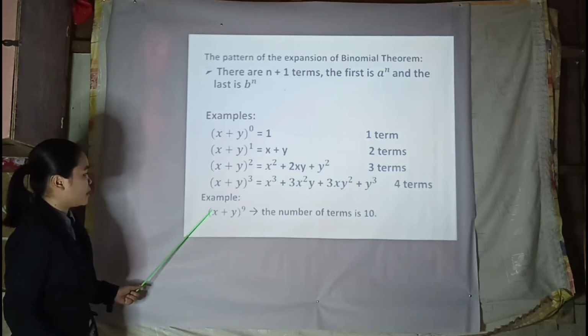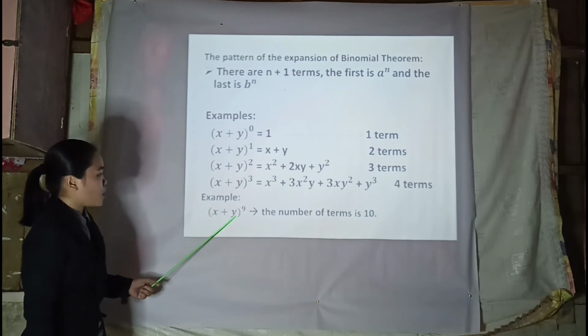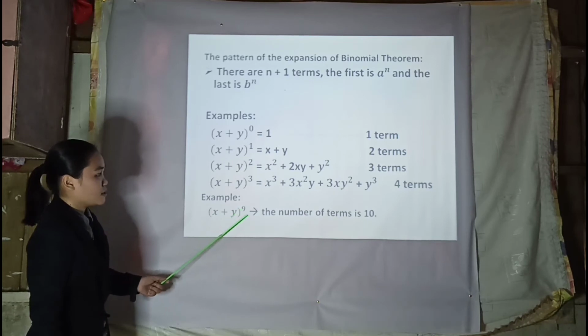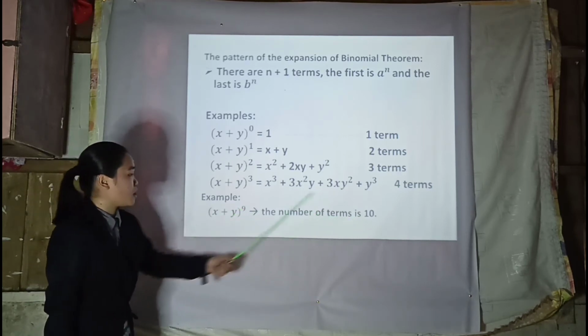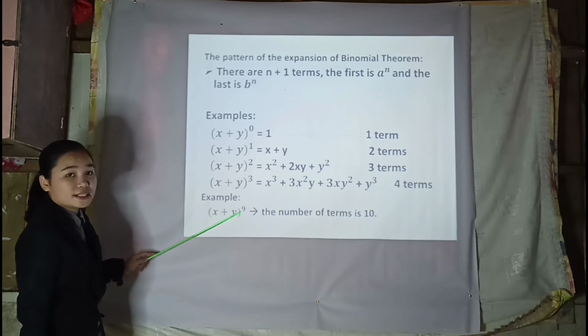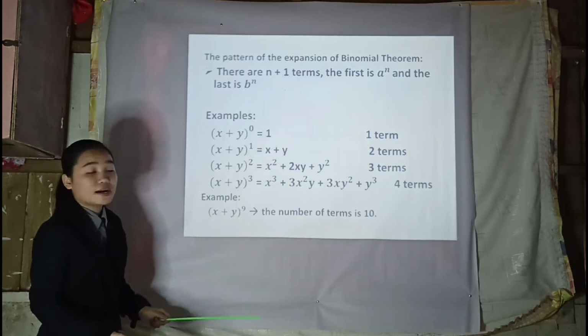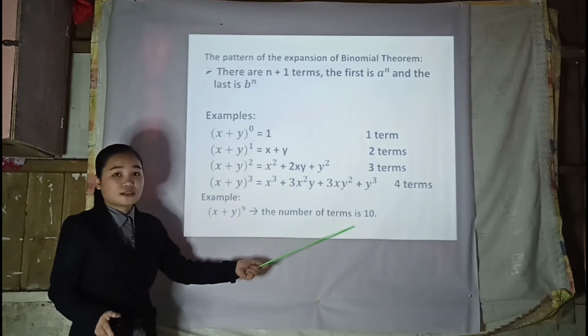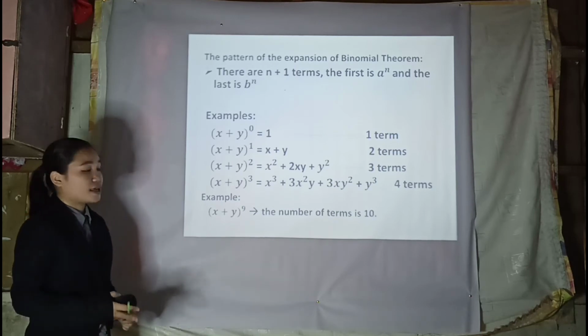Okay, another example. If we have x plus y raised to 9. So the number of terms is 10 because our n here is 9 plus 1. There are 10 terms. Our answer has 10 terms.